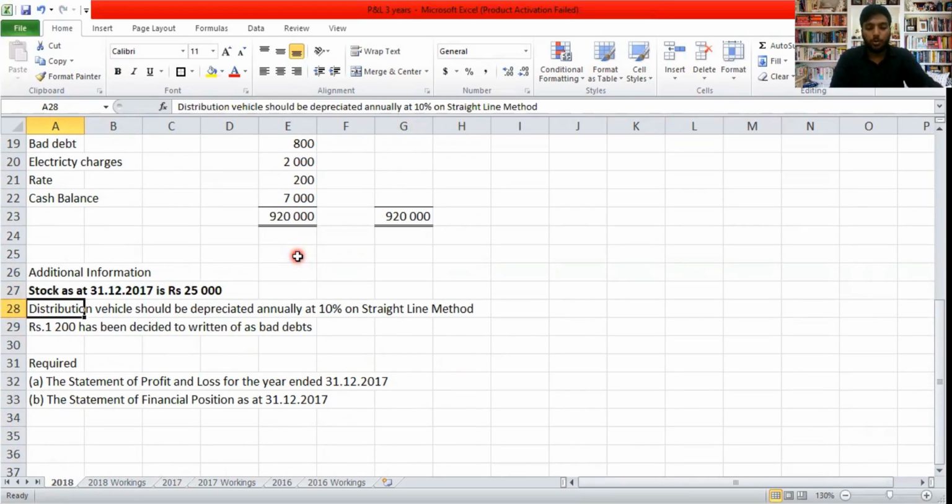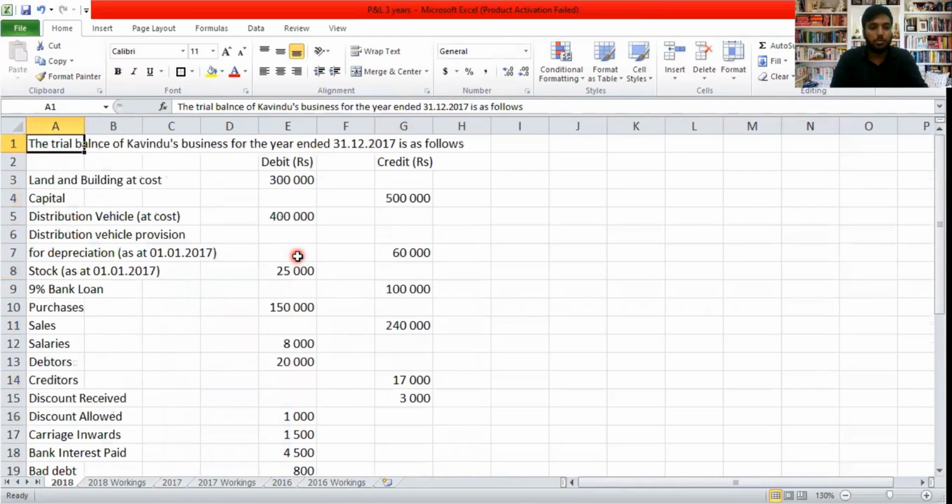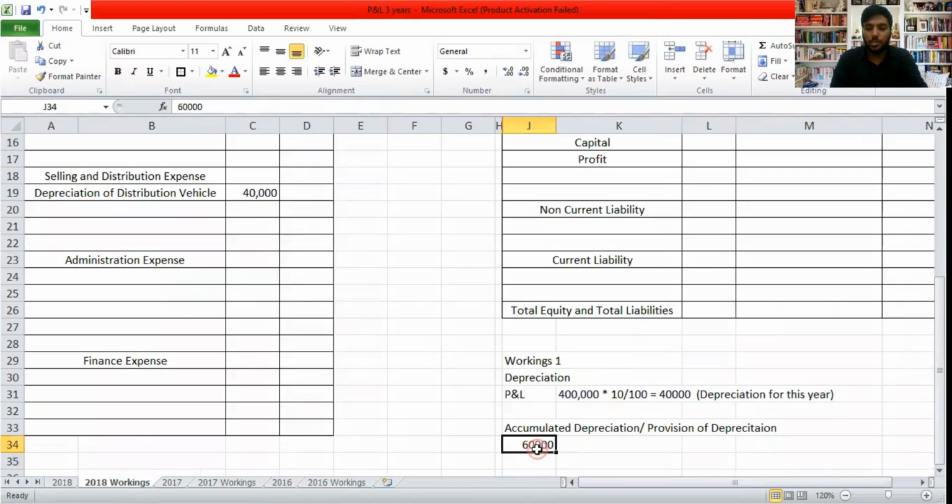Then I'm going to do this, so I'm going to bold this. Then I'm moving on to the distribution vehicle. So I'm done with this 400,000. I'll bold it. And the distribution vehicle provision we have been given as 60,000. So I'm going to bold this also. So this 60,000 is the amount of accumulated depreciation which was earlier brought forward.